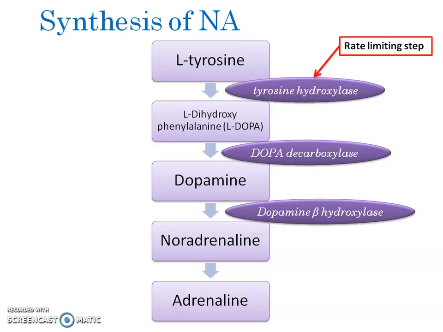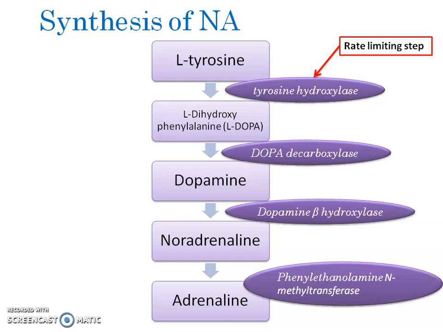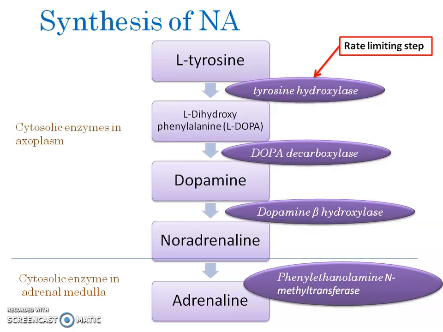Among these three steps, the first step, that is through tyrosine hydroxylase, is the rate limiting step. If you want to inhibit the process, tyrosine hydroxylase inhibitors can inhibit this process. Then noradrenaline, which is taken up by the adrenal medulla, is converted into adrenaline with the help of phenylethanolamine N-methyl transferase. With the methyl group transfer, noradrenaline is converted to adrenaline. All these processes up to noradrenaline are synthesized in the axonal plasm, whereas, as I have said, noradrenaline is taken up by the adrenal medulla, and in the chromaffin cells of the adrenal medulla, the adrenaline is synthesized.